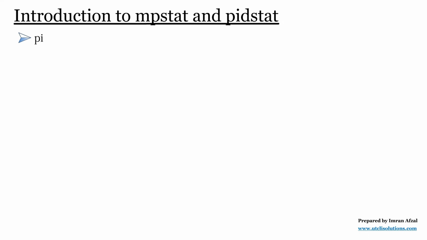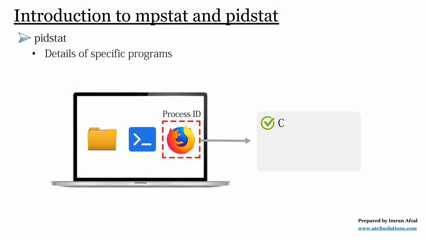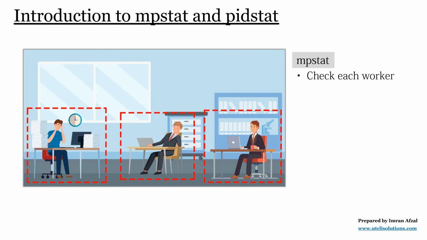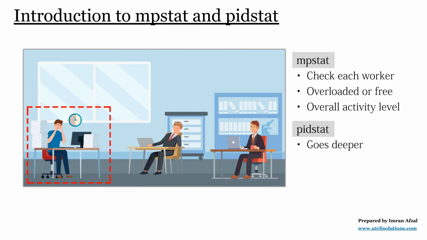On the other hand, Pidstat is a tool that gives detailed information about specific programs running on your computer. Every program in Linux has a process ID, and Pidstat shows how each program is using CPU, memory, and other system resources. If we compare a computer to an office, Mpstat is checking how busy each worker is and seeing who is overloaded or free. It only tells you the overall activity level of every worker. But Pidstat goes deeper and shows what each worker is actually doing at the moment.